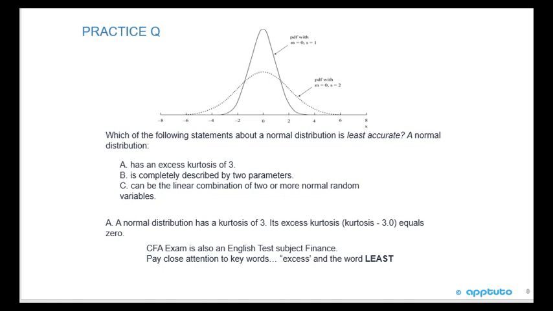And B is true. A normal distribution is completely described by 2 parameters. That's some principles of a normal distribution. And also C is true. A normal distribution can be the linear combination of 2 or more normal random variables. So that's the last slide for this LOS.